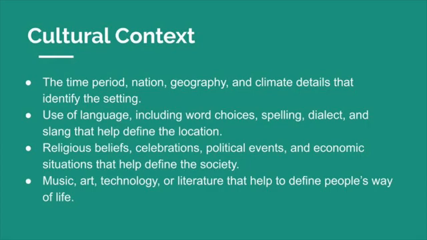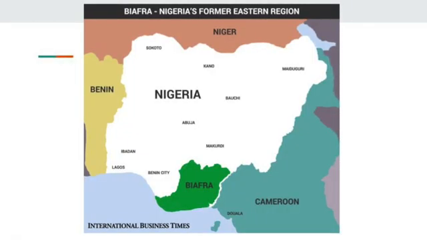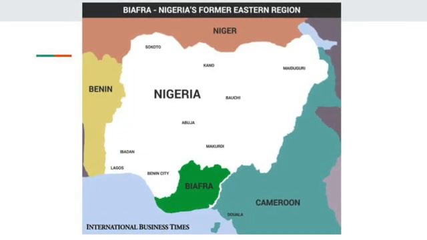Other important things for the cultural context include religious beliefs, different celebrations and political events, especially when it comes to wars, as we're looking at, economic situations, different things that have helped define the society. That's important to understand. And then lastly, music, art, technology, different literature are ways that we understand these people's ways of life. So this is a map of Nigeria, just so you can understand a little bit better.